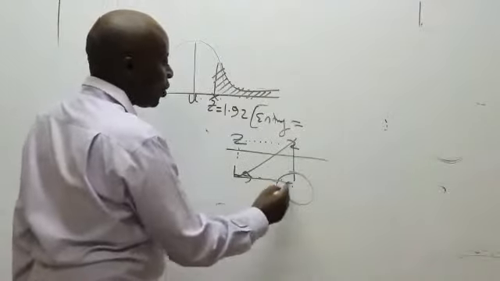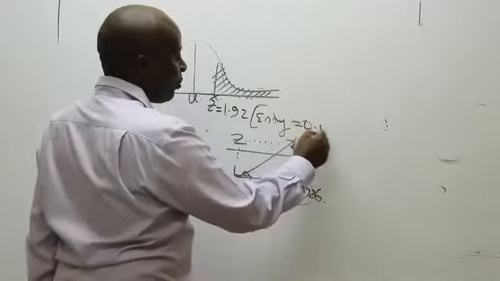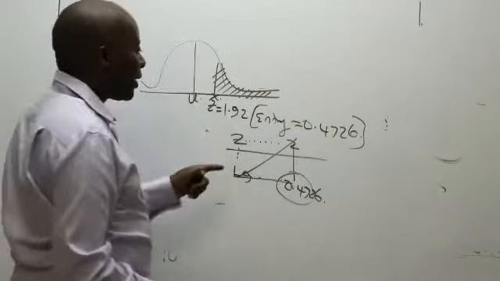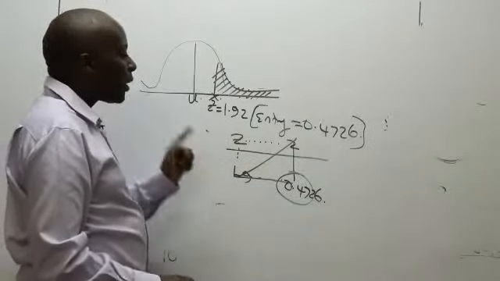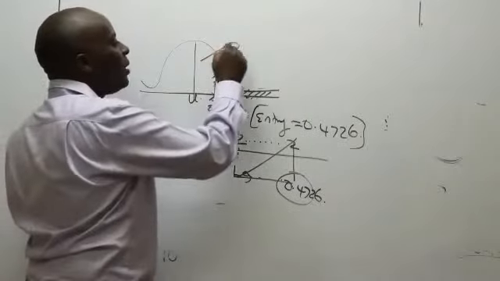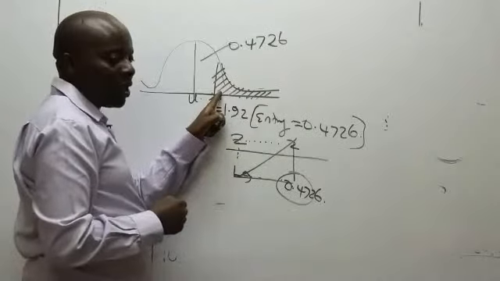0.4726. So this is the entry, 0.4726. But now remember that the entry you have read is the area between what and what? It is the area between the mean and X. So whatever you have read here is 0.4726.